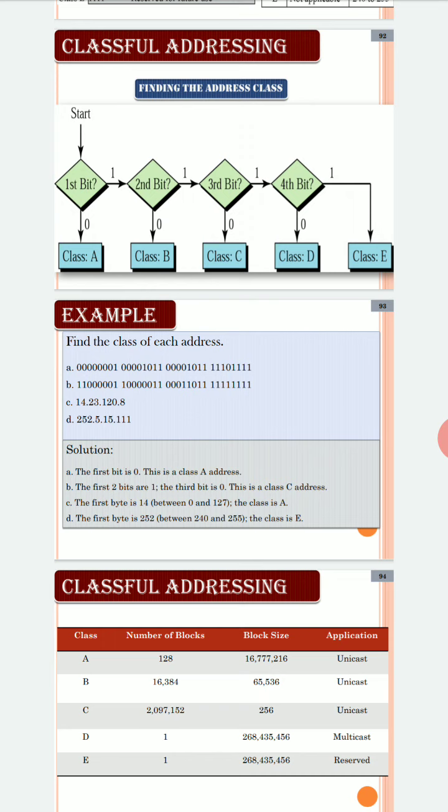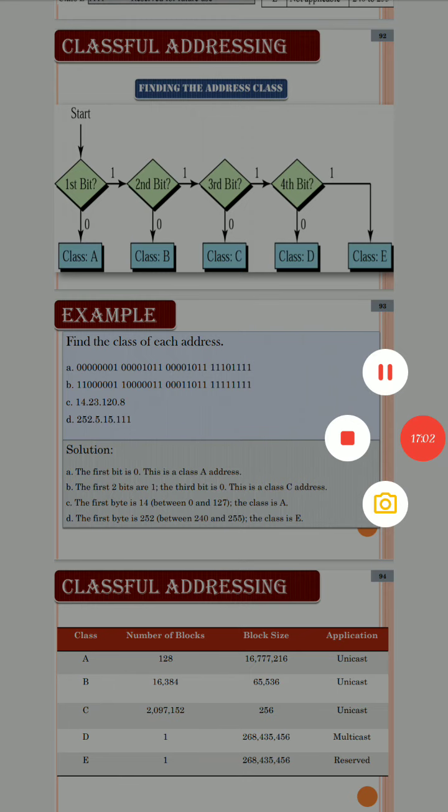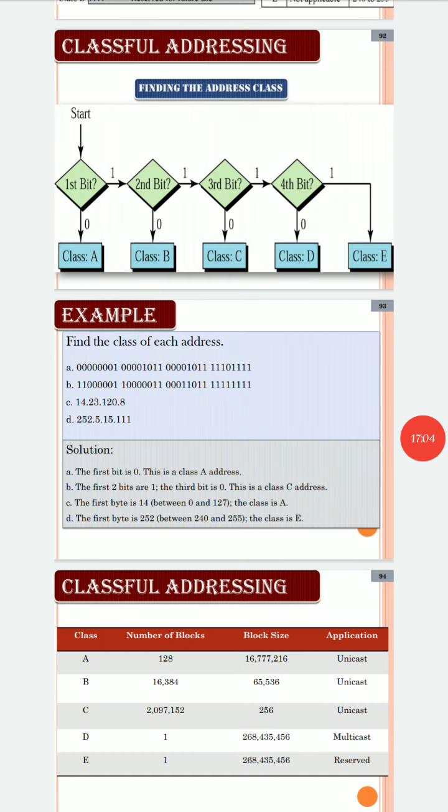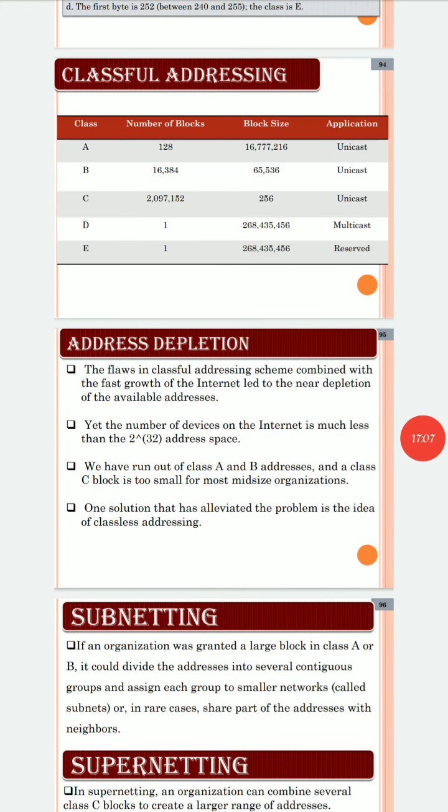In the last case, it is 252.5.15.111. So 252, that is, the first bits are all equal to 1111. So obviously it comes under class E addressing.